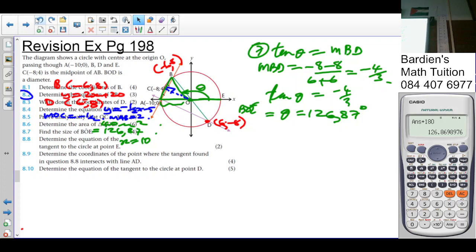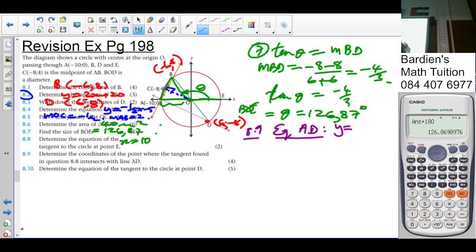Determine the coordinates of the point where the tangent found in question 8.8, which is x equal to 10, intersects the line AD. So if you're looking at the line AD, what was the equation of this line AD? Did we work this equation out? Yes, so what's the equation of AD? The equation of AD, somebody give it. y is equal to negative... AD.